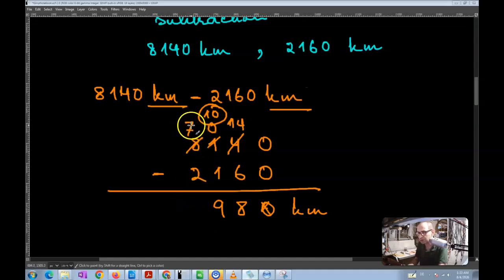So now I have 7 groups of thousands over here, and I want to take away 2 of them. So 7 minus 2 is equal to 5, or what is the number that I have to add to 2 to get a 7? That number would be a 5. So 5 plus 2 is equal to 7. So 5,980, which is the correct number. Okay.